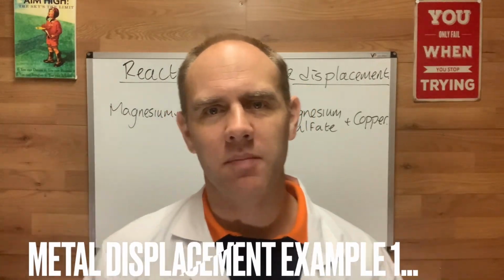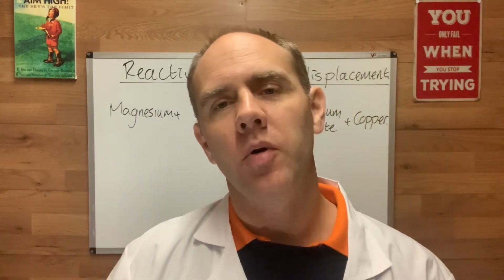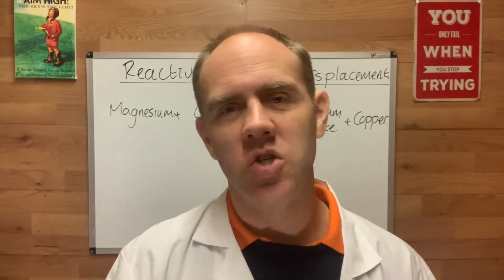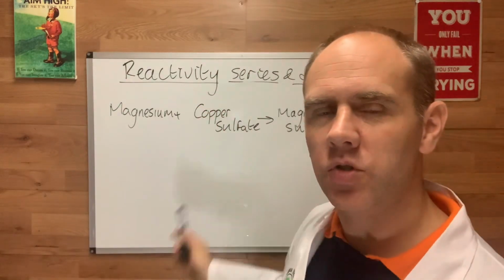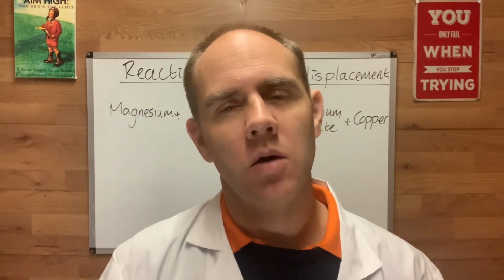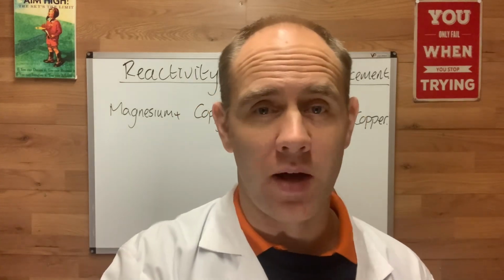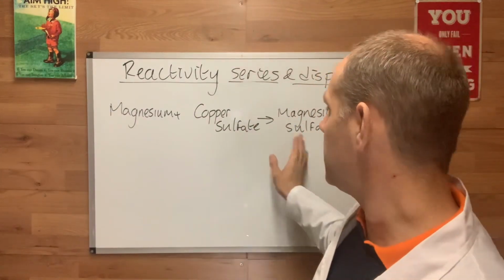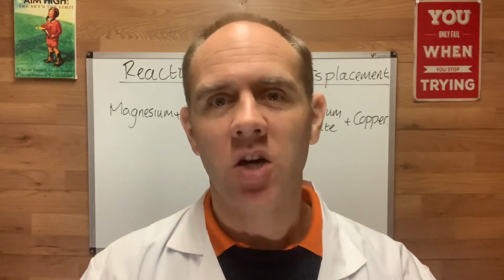So the first example is if you react magnesium with copper sulfate. We're not going to do it, but your teachers will often do this: a piece of magnesium will go into an aqueous solution of copper sulfate. You give it a few minutes, and the magnesium, which is more reactive than the copper, will displace it. In other words, it will push it out, making magnesium sulfate and copper. There will be a colour change, going from blue. Often the magnesium will appear black, because it actually gets coated with a fine layer of copper.